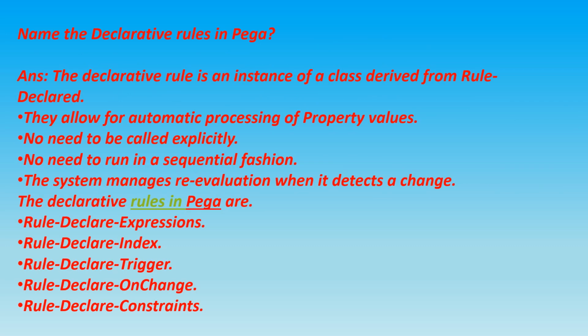And the third question is name the declarative rules in Pega. The declarative rule is an instance of a class derived from rule declared. They allow for automatic processing of property values. No need to be called explicitly. No need to run in a sequential fashion. The system manages re-evaluation when it detects a change. The declarative rules in Pega are rule declare expressions, rule declare index, rule declare trigger, rule declare on change, rule declare constraints.